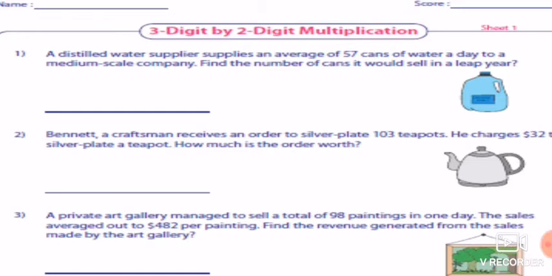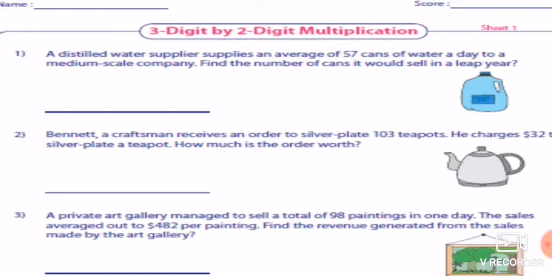Now question number 2. Bennett, a craftsman, receives an order to silver plate 103 teapots. He charges rupees 32 to silver plate a teapot. So how much is the order worth?